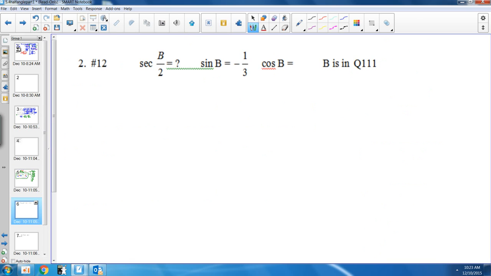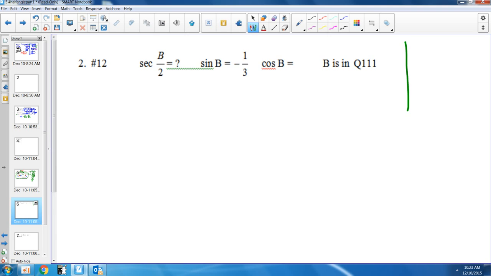Take a look at number 12. Secant of B over 2 equals what? Sine B equals negative 1/3, and B is in the third quadrant. Well, you're going to do the same exact process, but again, leave a lot of room for these problems. Don't cram them in. Make nice drawings. Make sure you label things. Don't do stuff in your head.